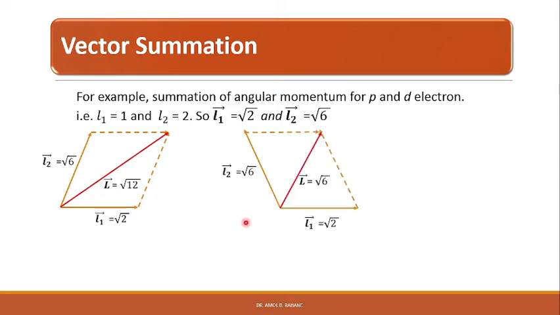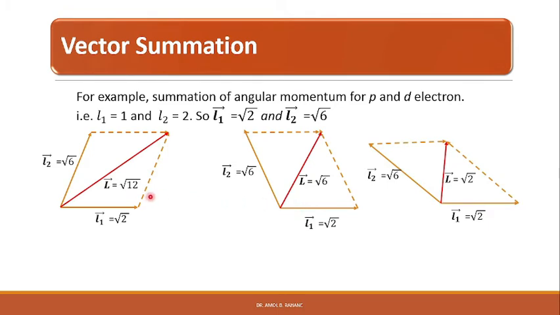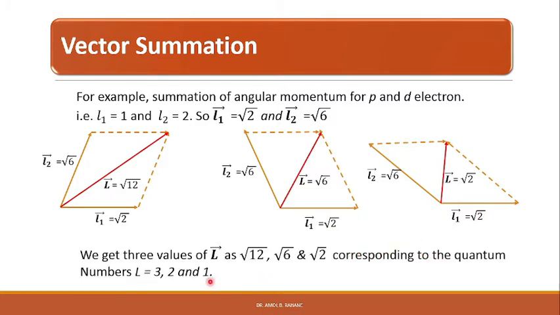We can do the summation in different ways and we get different values, right, depending on the orientations of the two vectors, and we get different values of L vector. So this is L vector is equal to square root of 6, here L vector is equal to square root of 12. So we get three values of L vector as square root of 12, square root of 6 and square root of 2, corresponding to the quantum numbers L is equal to 3, 2 and 1, right. So this method is called vector summation. By this method we apply the laws of vector addition in order to get the resultant vector, capital L vector.